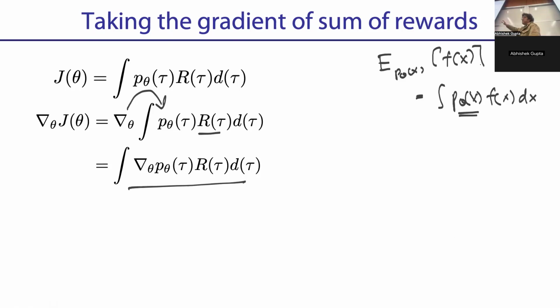So I cannot express this as an expectation, which means I can't compute it with samples. Does anyone remember how we got around it? What is the trick? We want to get it back to an expectation. So we have this thingy. We want to somehow express it in a form that looks kind of like this. How might we do that?